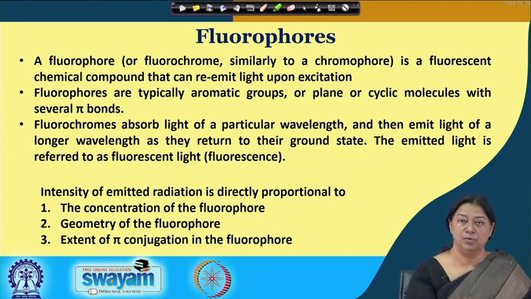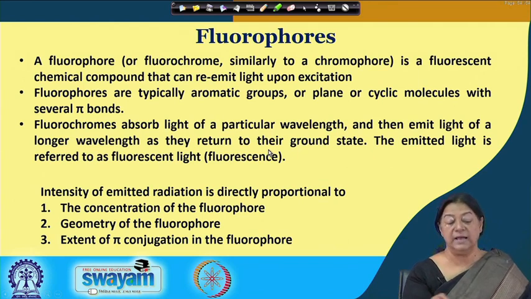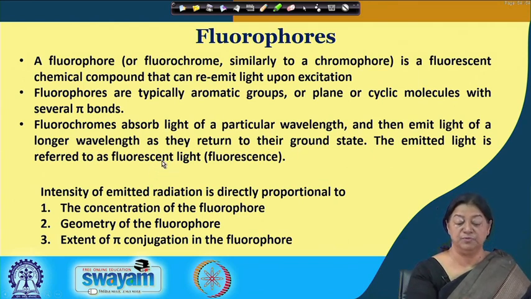Now we have a fluorophore. What is a fluorophore? A fluorophore is a fluorescent chemical compound that after excitation can re-emit light. Fluorophores are usually aromatic compounds. These are planar or cyclic molecules with several pi bonds, and they absorb light of a particular wavelength and then emit light of a longer wavelength, as mentioned before, as they return to their ground state. So, if it is at a longer wavelength, it is redshifted, the energy is less. The emitted light is referred to as fluorescence or the fluorescent light.